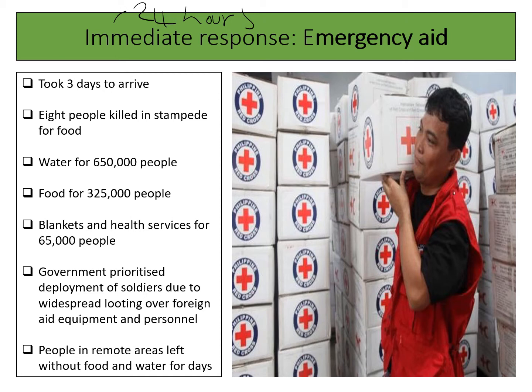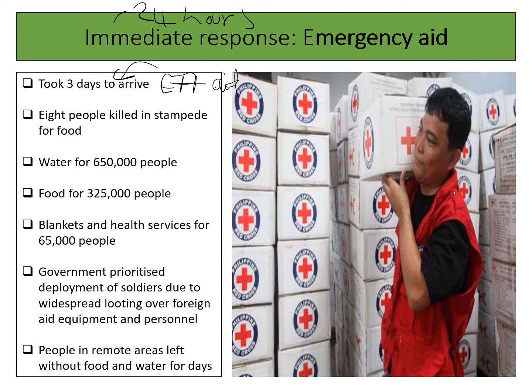Okay, so you can see that the Department for International Development in the UK gave them £77 million in aid. So £77 million in aid was given to this country to help them recover. However, you'll notice that it took a long time for this money to arrive. So everything, as a result, was delayed. So even though they were able to supply water for 650,000 people, food for 325,000 people, and blankets and health services for 65,000 people, because it took 3 days to arrive, a lot of people started to panic.